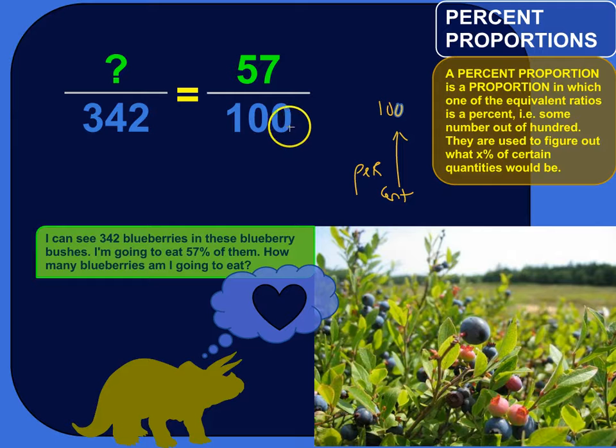And what they're used for is to figure out what percent of certain things. So for this example here, I can see 342 blueberries. Over here, I'm going to eat 57% of these blueberries. How many blueberries am I going to eat? I mean, you can't just eyeball that and say how many blueberries would be 57% of 342. Much easier to set up a percent proportion. We'd say what out of 342 is equivalent to 57 out of 100. And that's what 57% means, 57 out of 100. So that's a percent proportion.